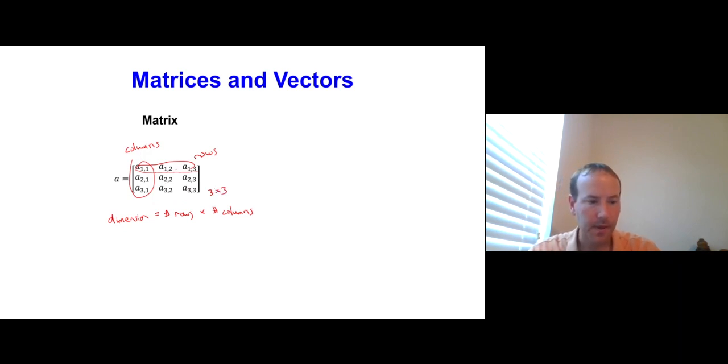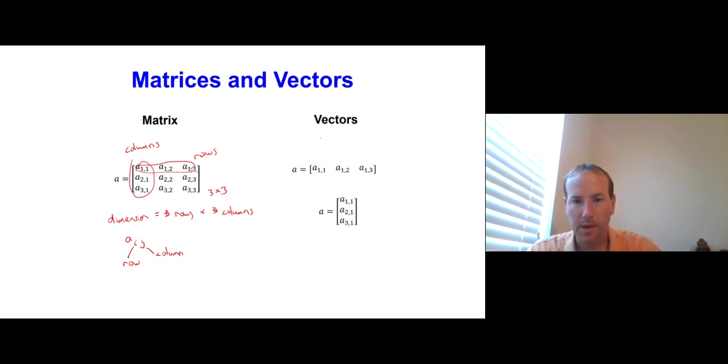matrix right here. And when we refer to the individual elements, we use this ij notation, where the first element is the row number and the second element is the column number. Okay, so we can also have vectors.